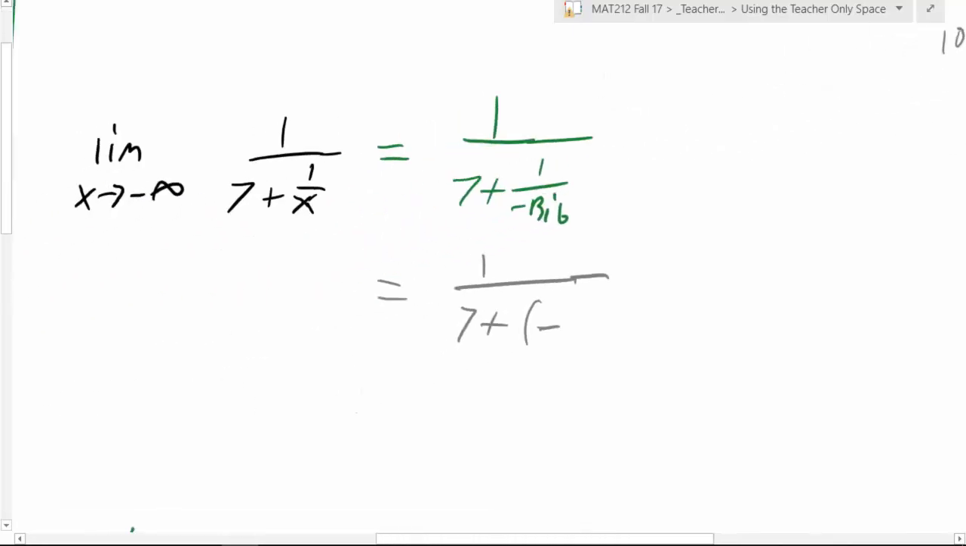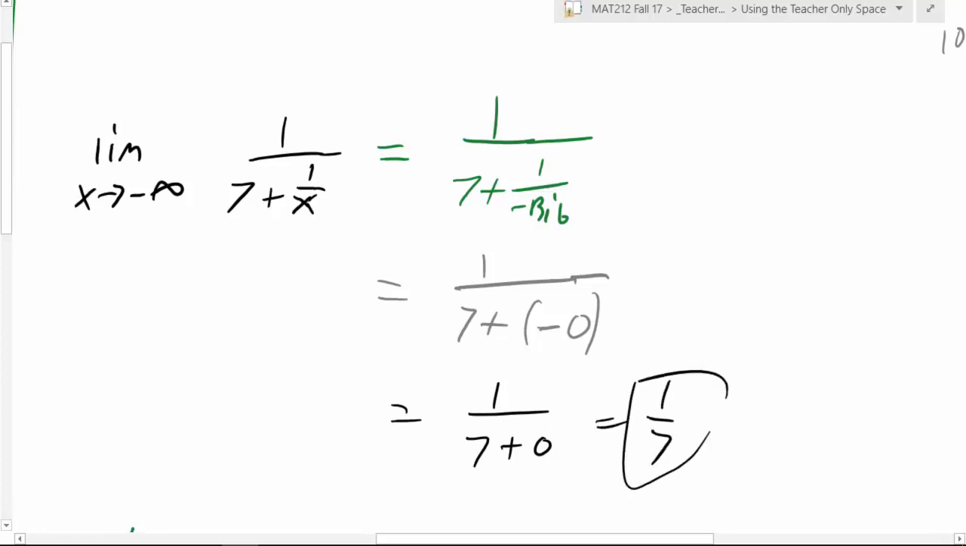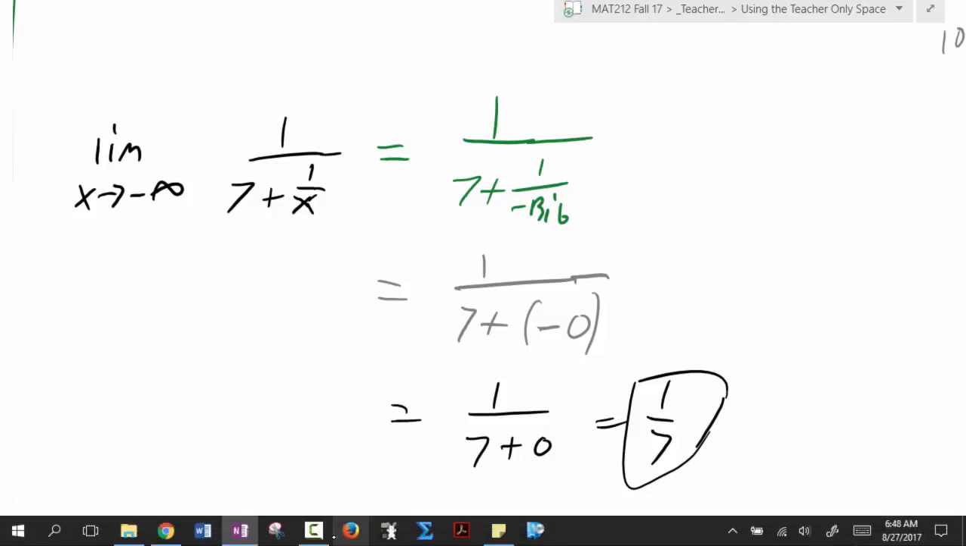So when we look at this, we're going to say 1 divided by something really, really big is basically 0, and a positive divided by a negative is a negative, so therefore it's a negative 0. Now, the good news is it doesn't really matter for this problem if it's negative or positive, because 7 plus 0 makes 7. So therefore, the answer is 1/7. Okay, there's a couple more examples. I hope that helps. If you need a little more help, let me know specifically where you're getting stuck.